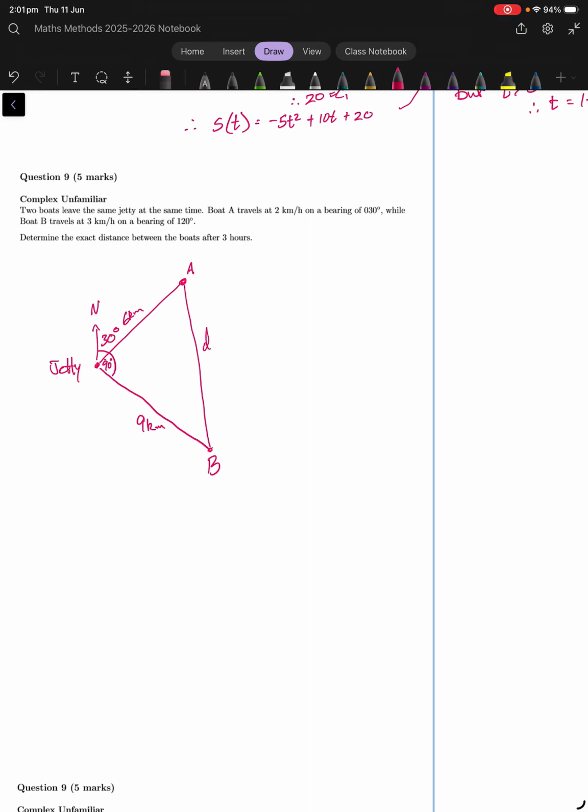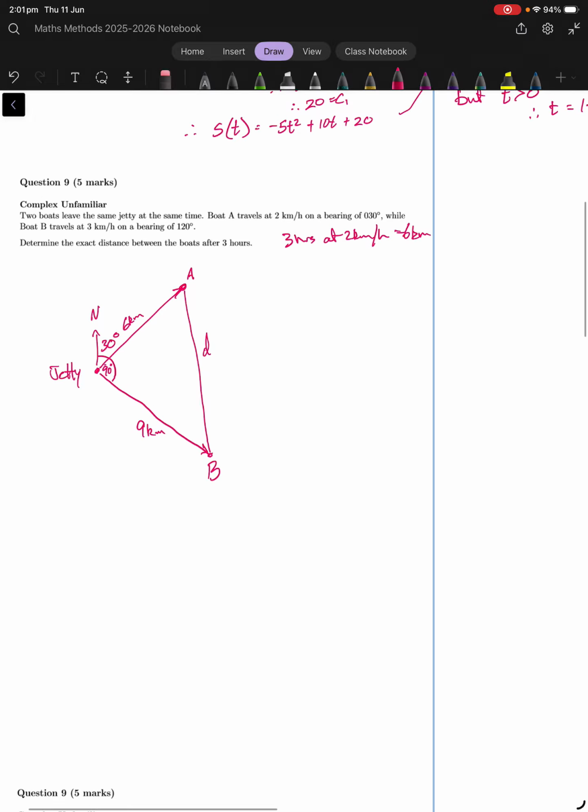So once you've done the conversion, 3 hours at 2 kilometres per hour equals 6 kilometres. If you've just done that and labelled it on the diagram, that's going to be fine. If you didn't, you don't necessarily need to show that working, because I believe you can do it. But if you're worried and you want to make sure you get the marks if you make a mistake, then make sure you show that working.